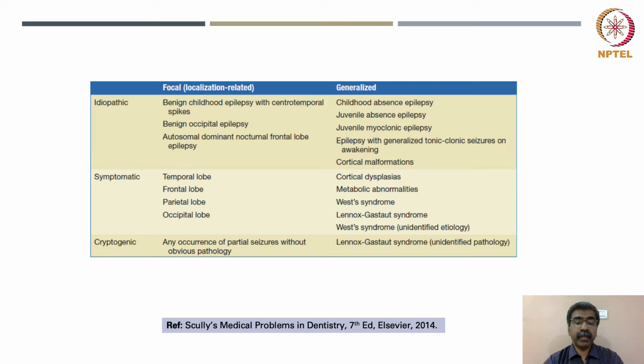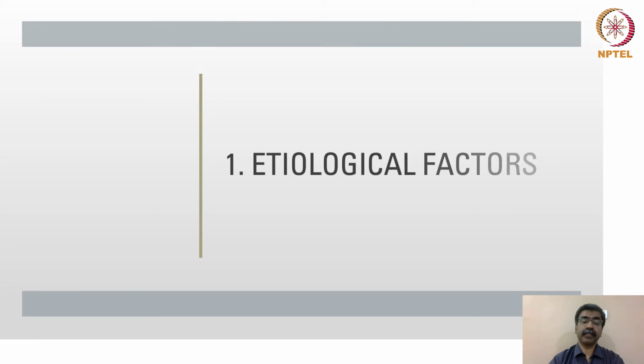Epilepsy can also be subdivided further into three categories: idiopathic, symptomatic, and cryptogenic. In idiopathic, an underlying lesion is neither identified nor suspected. In symptomatic, there is an identified underlying brain lesion. And cryptogenic is where an anatomic lesion is suspected but cannot be identified with current technology.